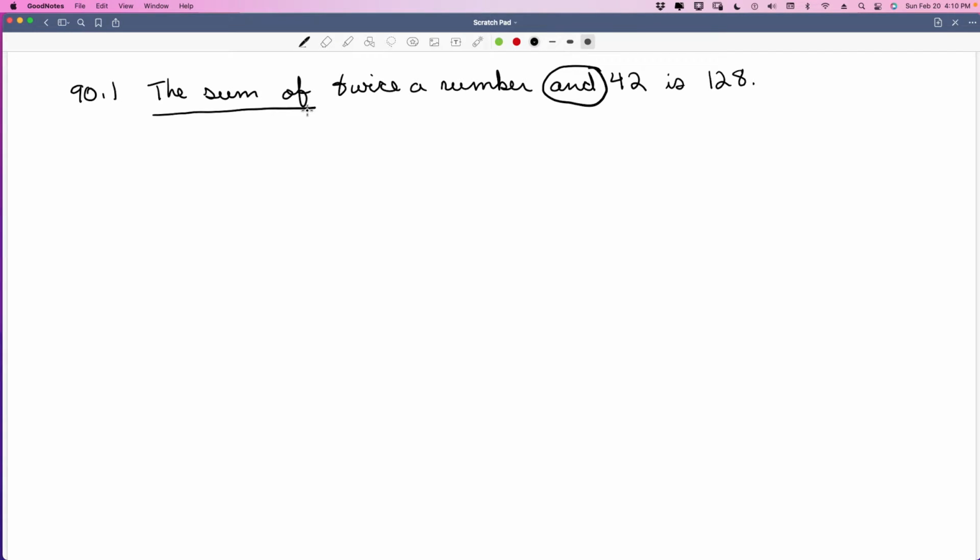So the sum of tells us that there's going to be some things added, and is going to be between the numbers that have to be added. Or it's going to join the list of things that have to be added. So we know that we have, this is our plus sign, and the twice a number, we have that a number thing here, and twice is just the fancy way of saying 2 times. So 2 times a number, so 2n, plus, and it tells us 42. Here's our is, we know is equal, and then it tells us 128. So our equation or expression is 2n plus 42 is equal to 128.